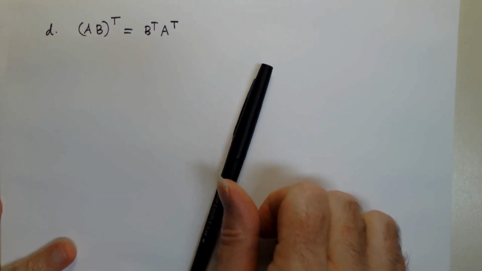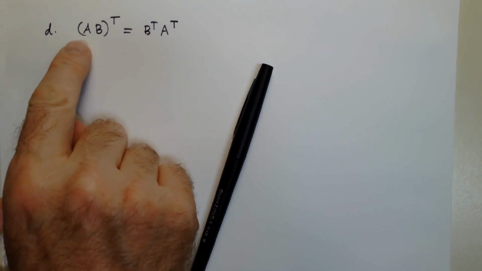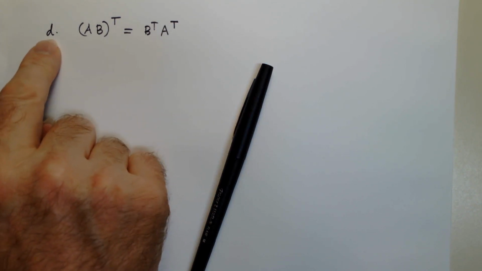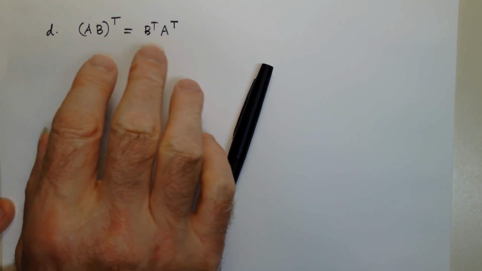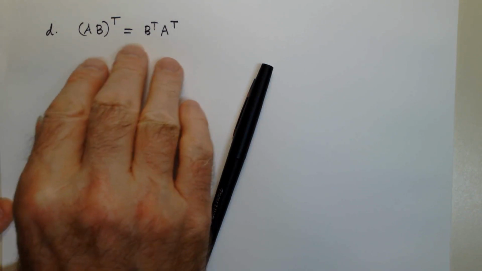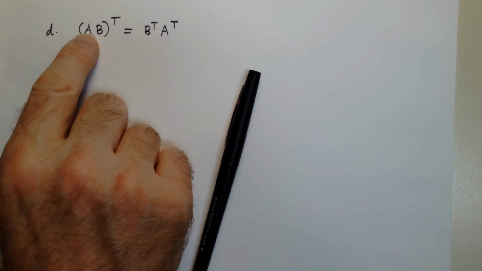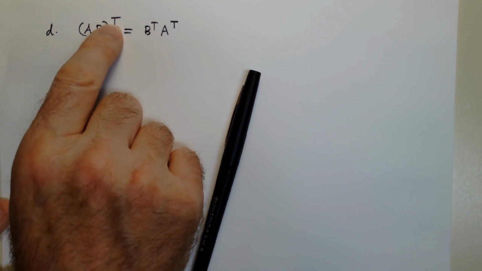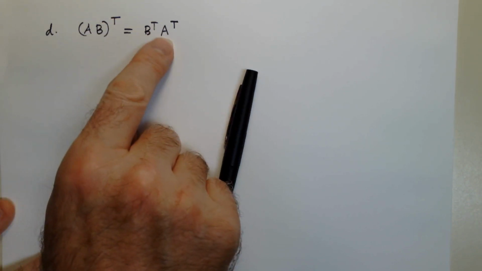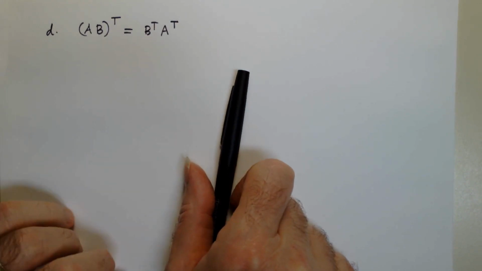All right, welcome to the document camera. Our goal is to prove law D from theorem 3.4 governing properties of the transpose. And we're going to show probably the most surprising property of the transpose, which says (AB) transpose is equal to B transpose times A transpose. So let's look at the proof of this.